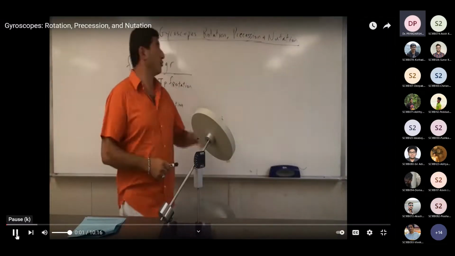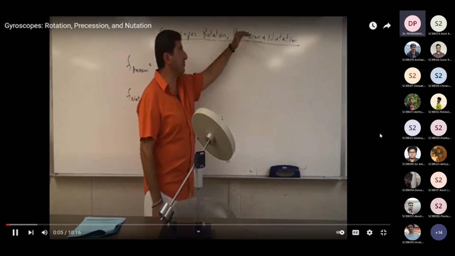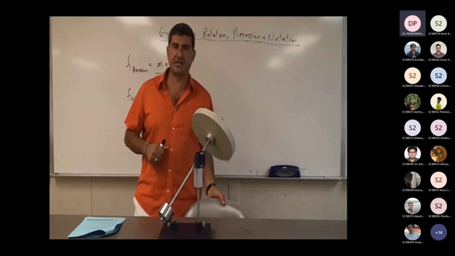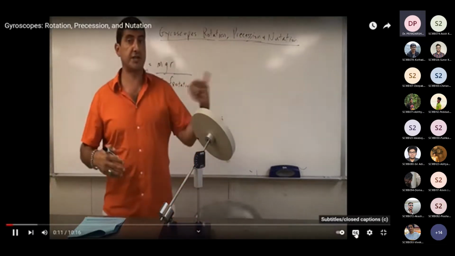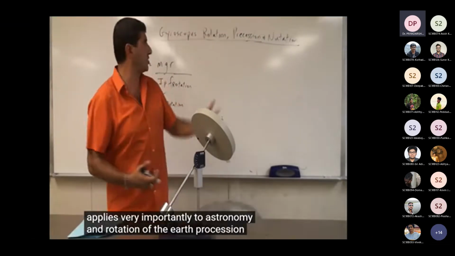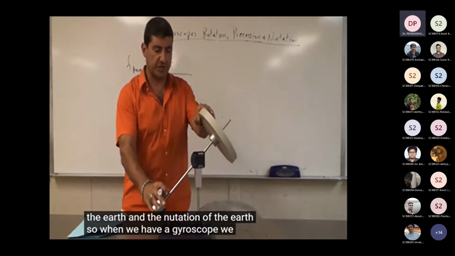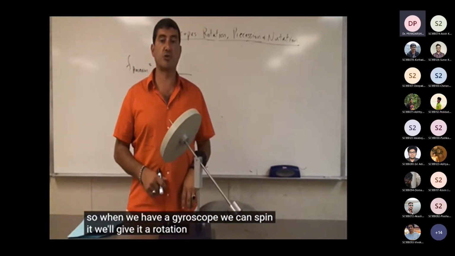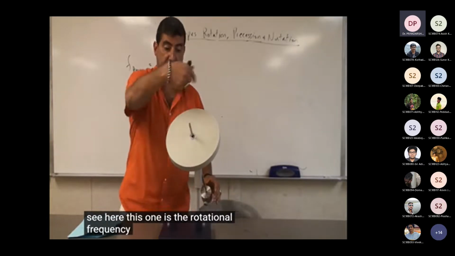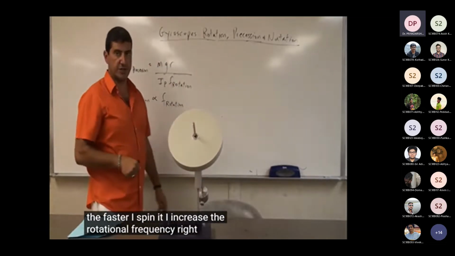gyroscope. I'm going to do a demo on gyroscopes. I'm going to talk about the rotation of the gyroscope, the precession of a gyroscope, and the nutation of a gyroscope. So this is an important concept in physics and also applies very importantly to astronomy and rotation of the Earth, precession of the Earth, and the nutation of the Earth. So when we have a gyroscope, we can spin it, give it rotation. You can see here, this one is the rotational frequency. The faster I spin it, I increase the rotational frequency, right?